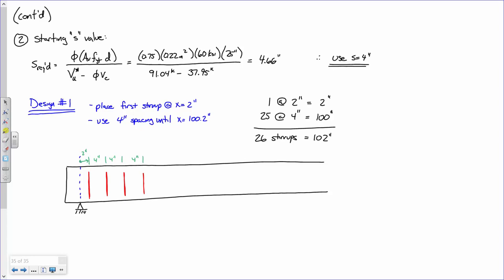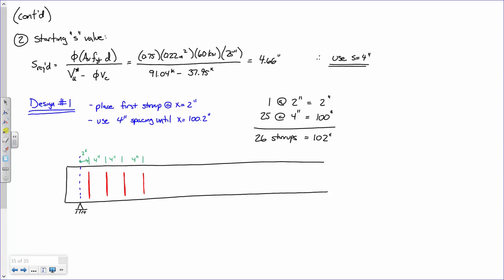Could I use 24 here? What would happen if I used 24? What would that value be? 96, right? And 96 plus 2 is 98. It's not enough, right? I've got to use 25 to cross that value. I've got to place stirrups up until x equals 100.2. So it's like I've got to go a little past that based on my increments. Does that make sense? Everybody with me on that?